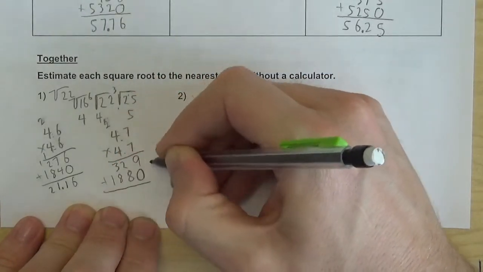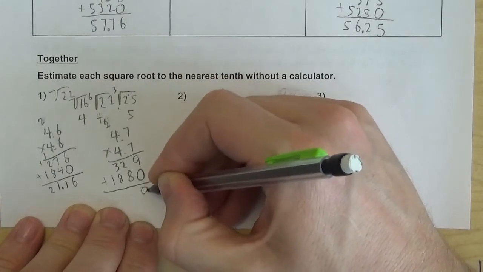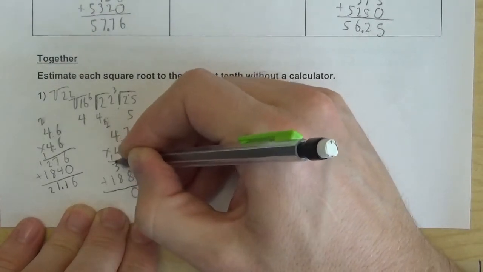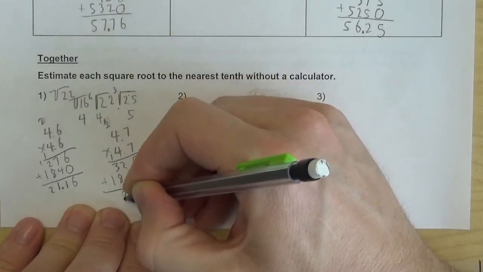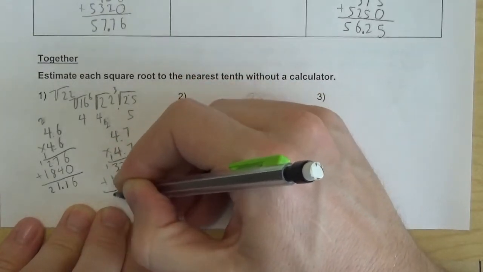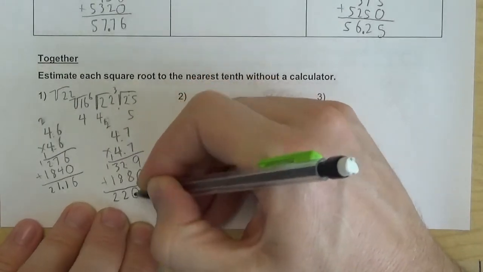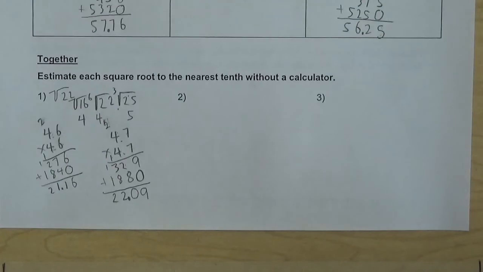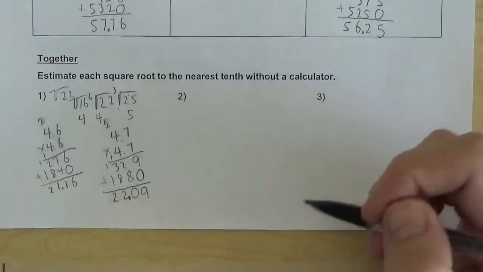Let's see what we got this time. 9 plus 0 is 9. 2 plus 8 is 10. 1 plus 3 plus 8 is 12. And 1 plus 1 is 2. 2 numbers after the decimal, so 2 numbers after the decimal in the answer. 22.09. Wow, that's really close. We're just 9/100ths away from 22.